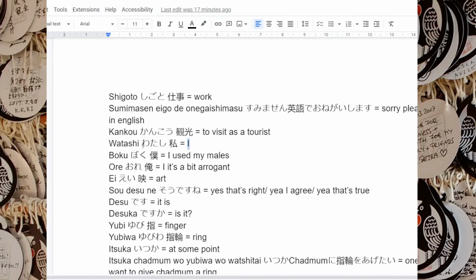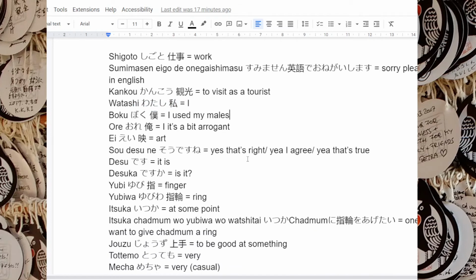Watashi, everyone knows that, it means I. However, there are two other ways you can say I. In fact, actually three ways you can say I, but I forgot the last one to put on there anyway. So there's boku, which is mostly used by males. It's still light.